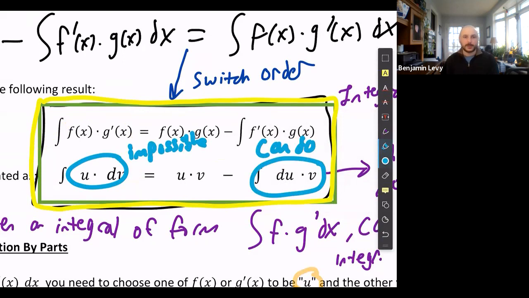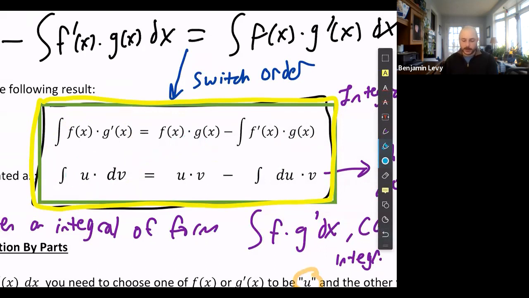We'll see, sometimes you have to do it twice, is what I'm alluding to a little bit. And so it really comes down to choosing u. It all has to do with u, because dv just ends up being whatever else is not u. And so choosing u is the make or break moment, I'd say, for these problems.